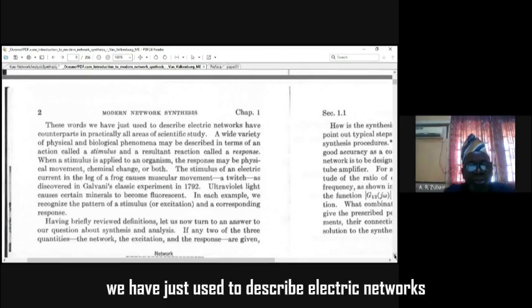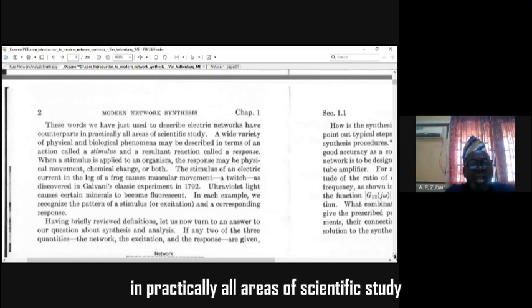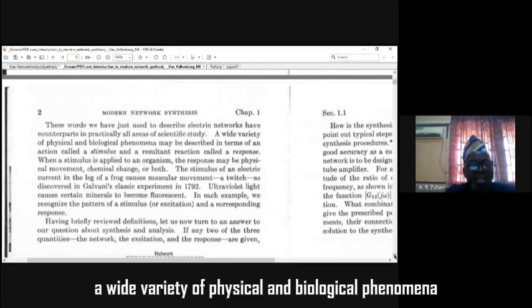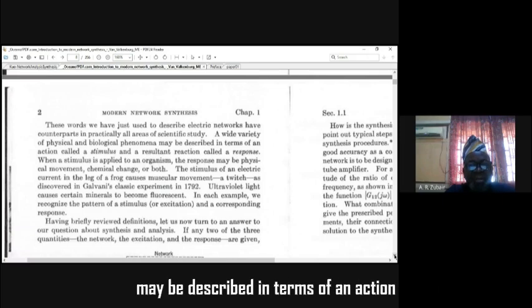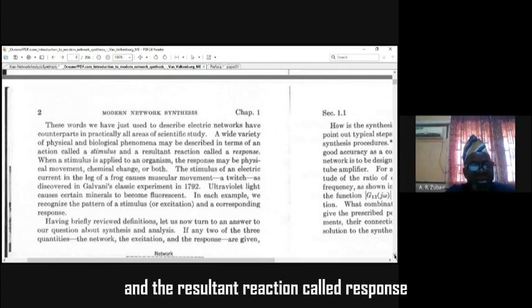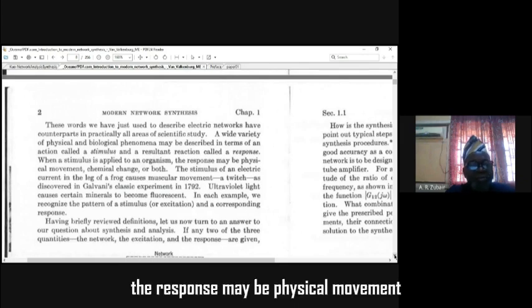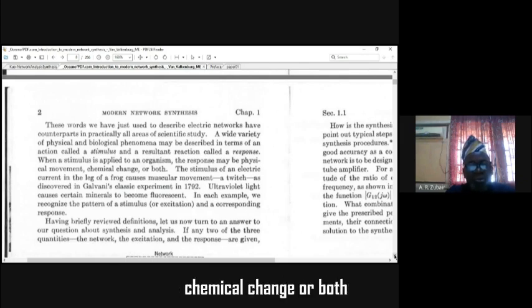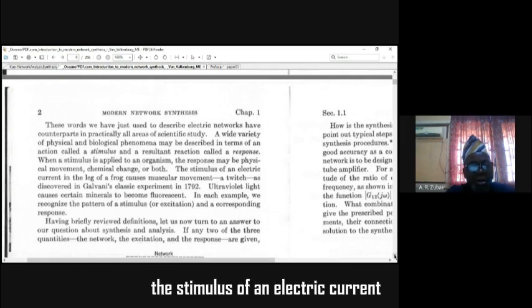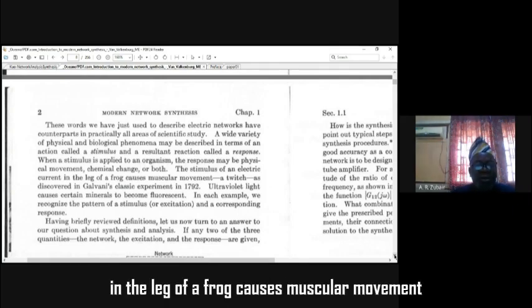These words we have just used to describe electric networks have counterparts in practically all areas of scientific study. A wide variety of physical and biological phenomena may be described in terms of an action called a stimulus and a resultant reaction called response. When a stimulus is applied to an organism, the response may be physical movement, chemical change, or both. The stimulus of an electric current in the leg of a frog causes muscular movement.